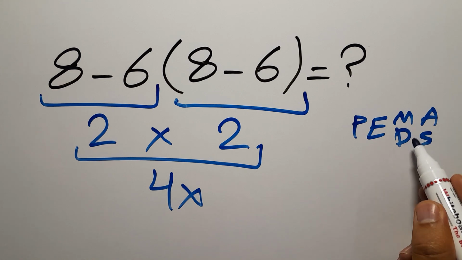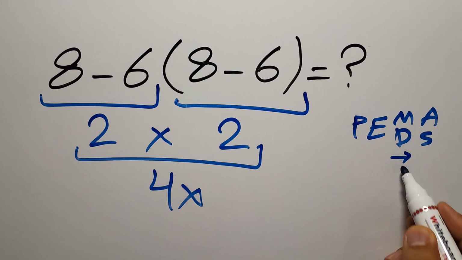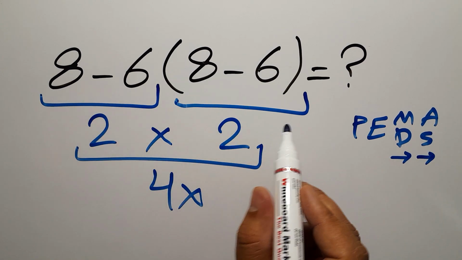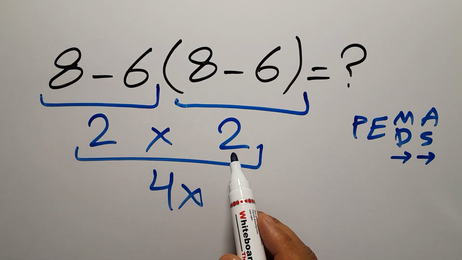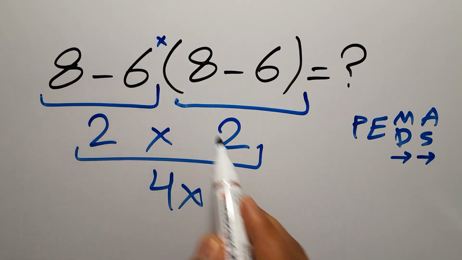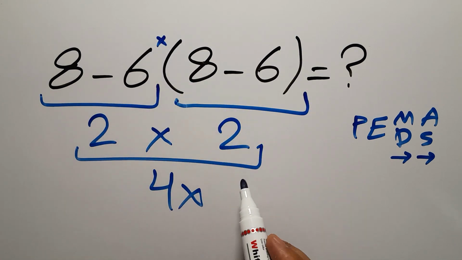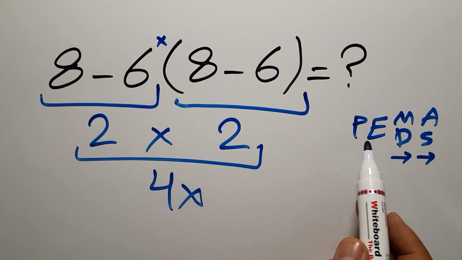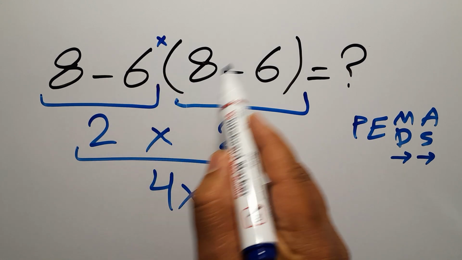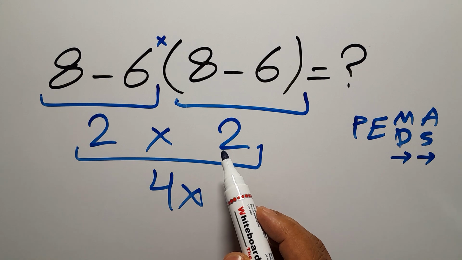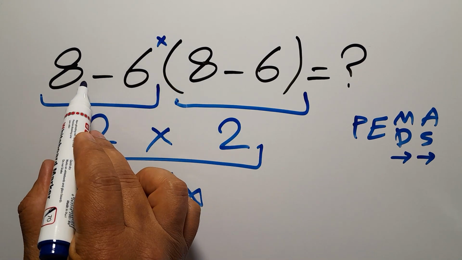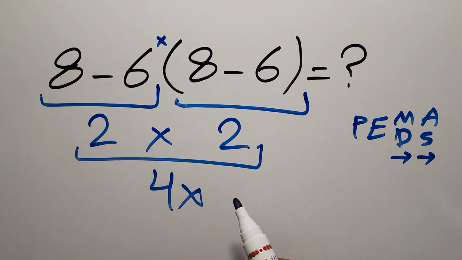Remember that multiplication and division have equal priority, and we have to work from left to right, and the same applies to addition and subtraction. Here in this expression, we have one subtraction, one multiplication, and one parenthesis. As I said, first we have to do parentheses, then this multiplication, and finally we have to do this subtraction.